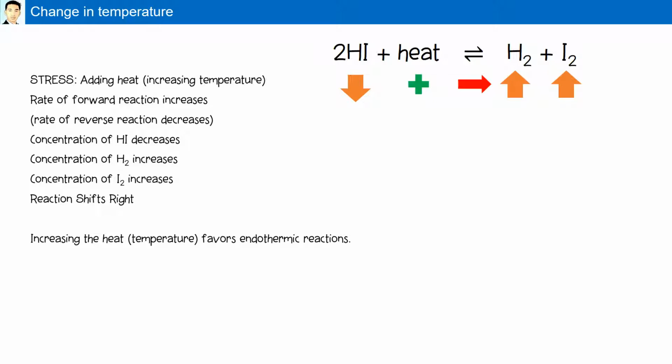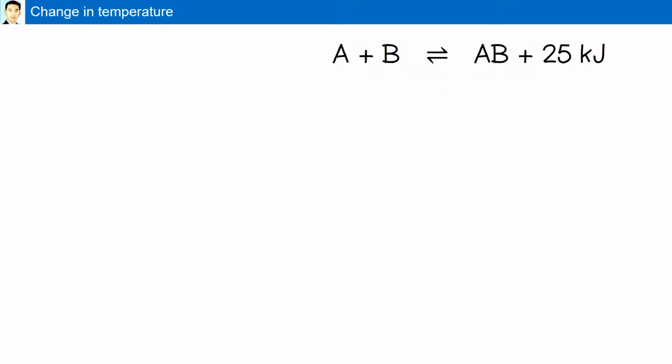Increasing the heat or the temperature favors endothermic reactions. Endothermic reactions, if you remember, like heat. They take in heat from the surroundings. So increasing the heat will favor those types of reactions.